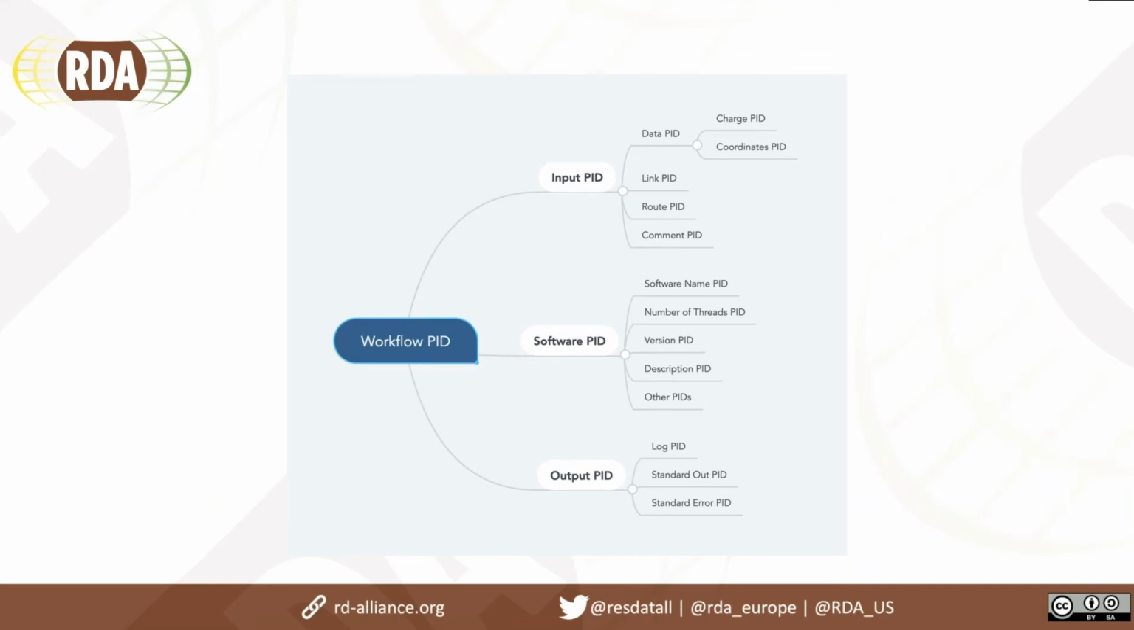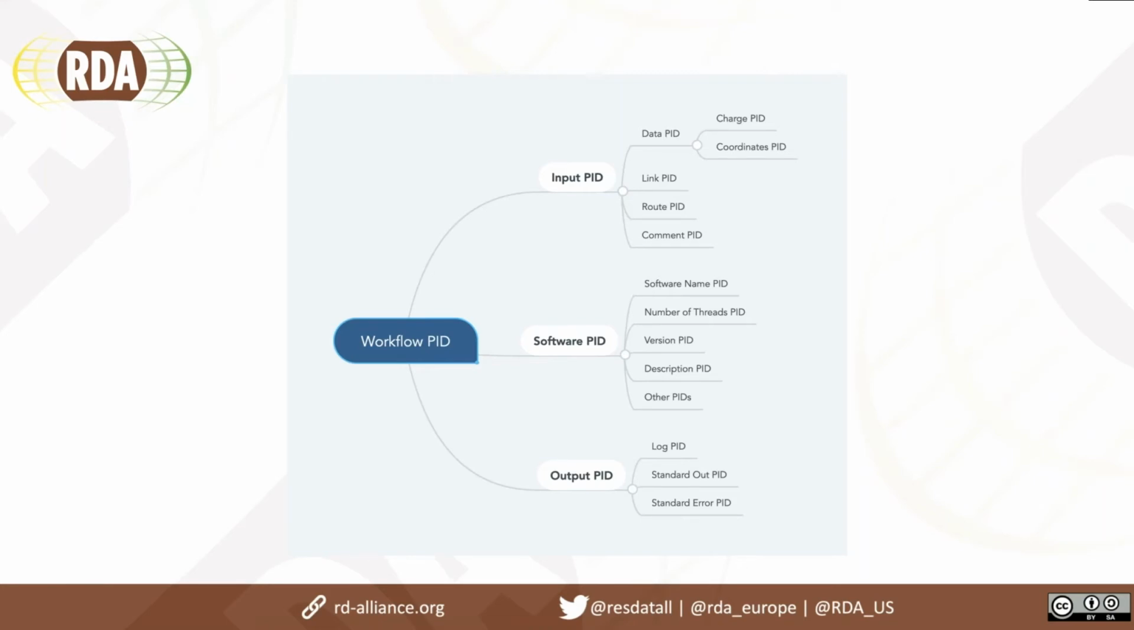The workflow PID looks something like this. When you start a VRE run, it's assigned a workflow PID. This is split into three basic parts, and this is a very simple workflow where you have input, you have some set of software, and you have output. From the input, this splits into the data and the various commands that are fed to the computing. In this case, the data consists of a molecular charge and the coordinates of the individual elements within the molecule. You can see here that this looks like a tree.